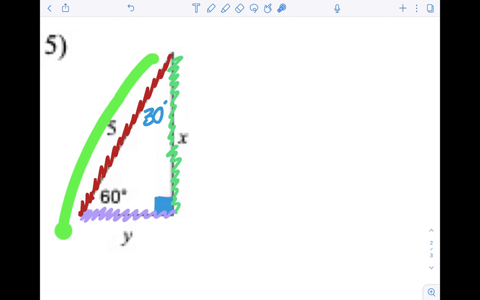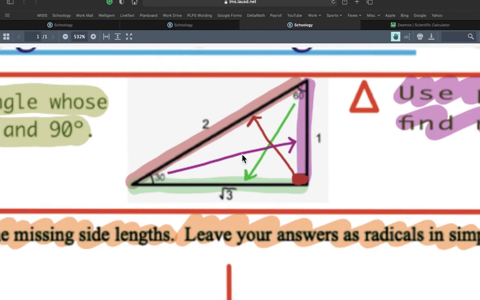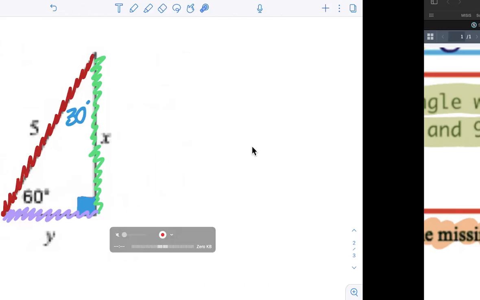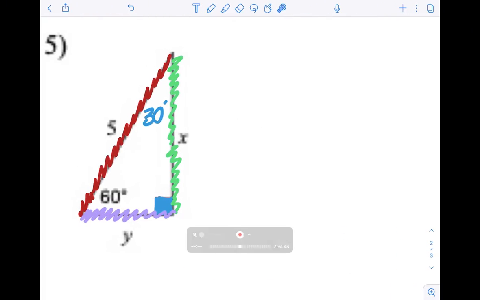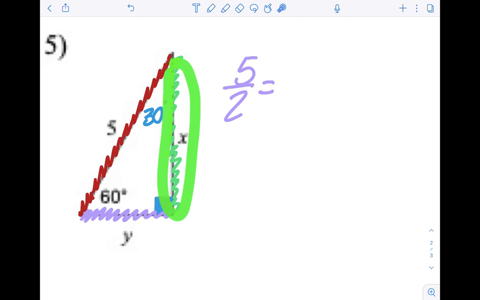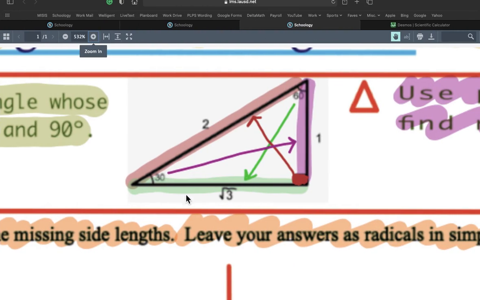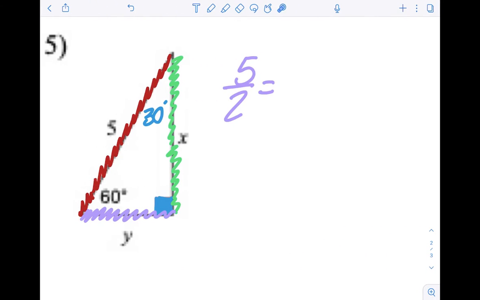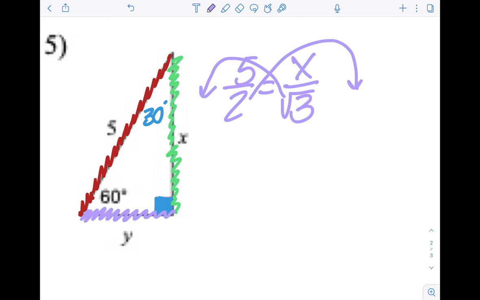So I'm going to go red over red, 5 over 2. Actually, just regular 2. Look, 5 over 2. So I'm going to say here 5 over 2 is equal to green over green, x over radical 3. I cross multiply, right? 2 times x, and radical 3 times 5 is 5 radical 3. 2 times x is 2x.